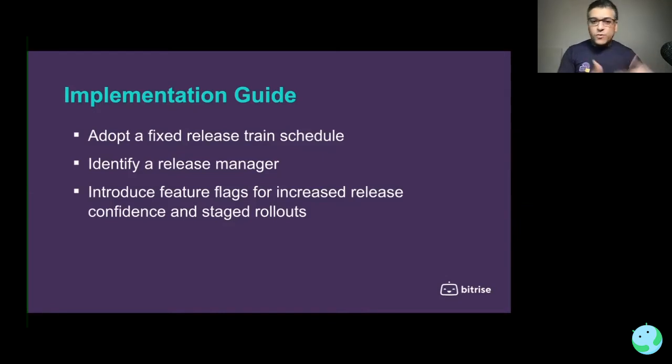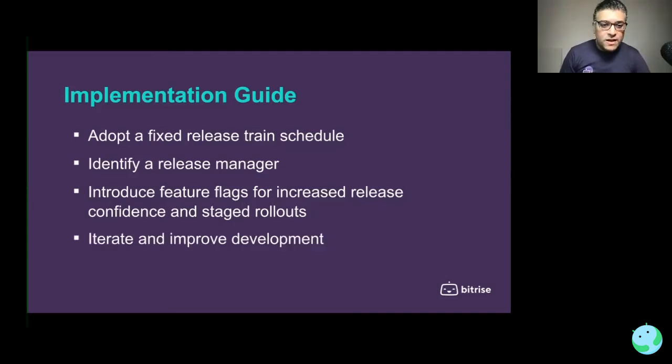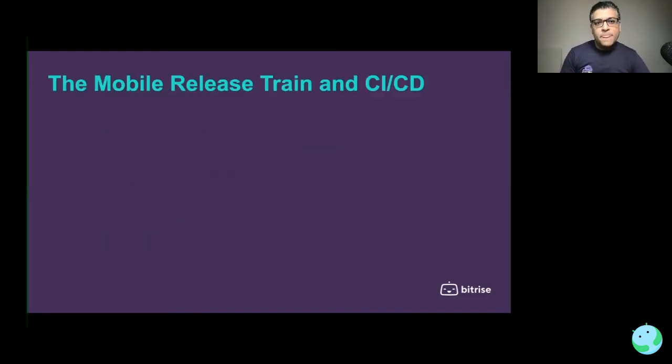And for staged rollout, we can deploy our applications in rollout percentages. So maybe we can deploy to 1% of our customers and then test our application, monitoring the app crashes, and then if everything is okay, we can increase the rollout percentage. Iterate and improve development. So it's always something continuous, where we are usually enhancing our process. Maybe something was not good in the previous release, so we can improve it in the next one.